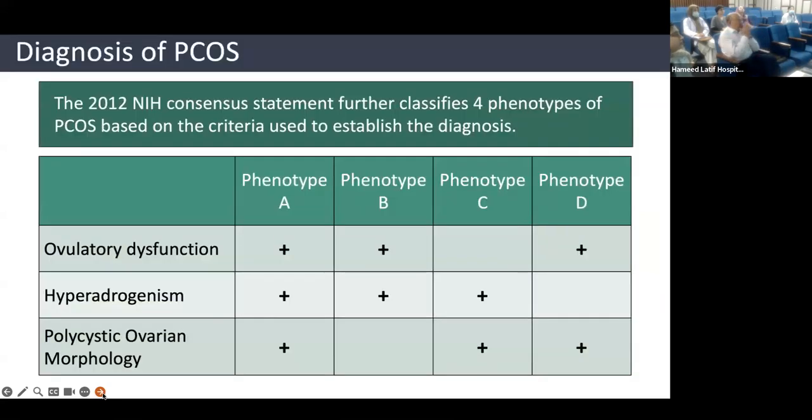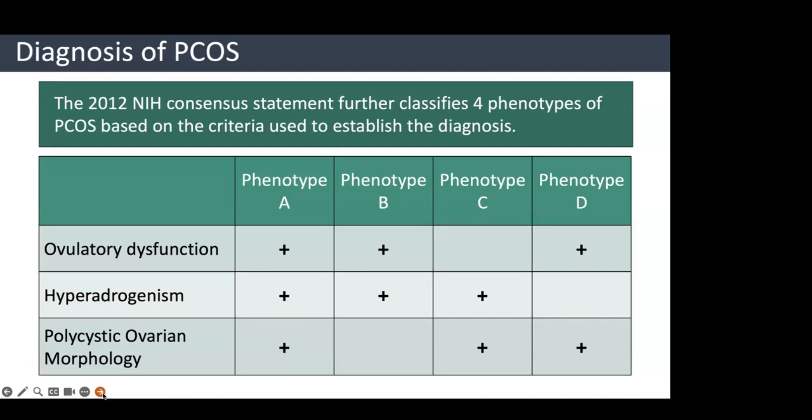Now, these are the different 4 phenotypes. Phenotype A is one in which all these 3 are present: hyperandrogenism, ovulatory dysfunction, and polycystic ovaries. Phenotype B is one in which the first 2 are present, ovulatory dysfunction and hyperandrogenism. Phenotype C is one in which the second and third are present, and phenotype D is one in which 1 and 3 are present.